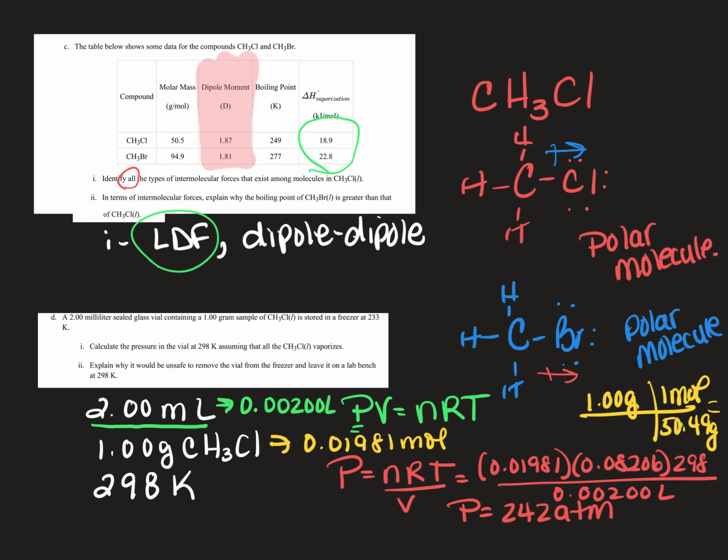And then it says, explain why it would be unsafe to remove the vial from the freezer and leave it on the lab bench at 298 Kelvin. Well, at 233 it's in a liquid state. All of that is going to vaporize at room temperature. 242 atmospheres is a whole lot of pressure for a 2 milliliter vial. So that means that its internal pressure is going to be much greater than air pressure, which means it's going to explode. And an explosion would be bad. So that would be why it would be unsafe to leave it out.